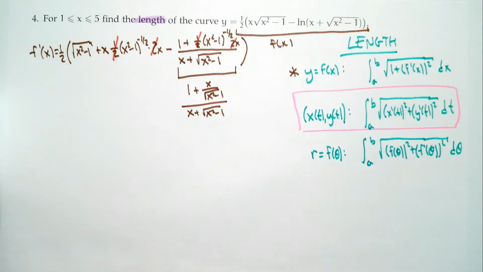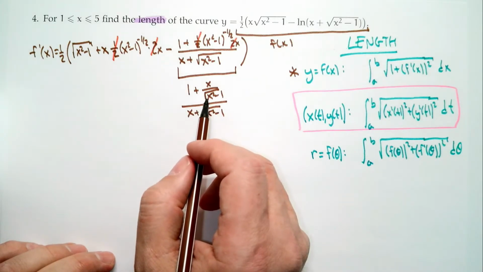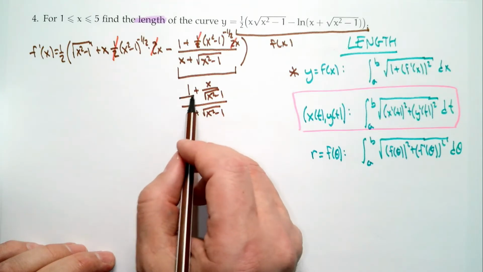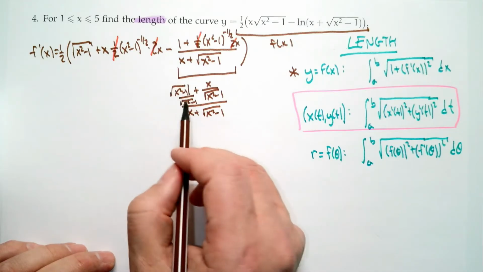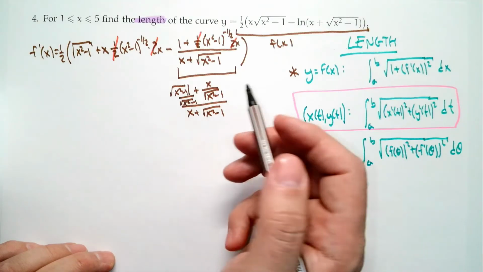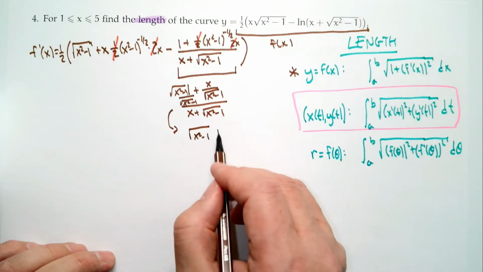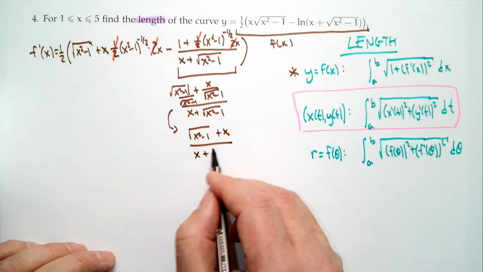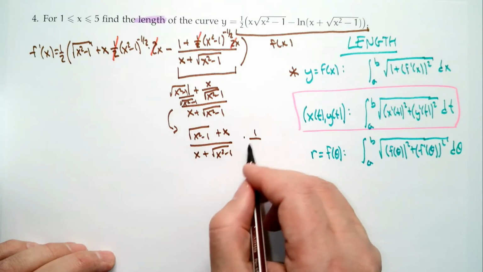Conjugate? Whoa, oh, that's a bold choice. Maybe, before we get to conjugate, let's get rid of the fraction within a fraction. How can I do that? Okay, I can get a common denominator. All right, so for instance, here, I can write a square root of x squared minus 1 over square root of x squared minus 1, right? Square root of x squared minus 1 over square root of x squared minus 1 is 1. And if we do that, we have the square root of x squared minus 1 plus x. That's this part right here. We have the x plus the square root of x squared minus 1. That's that part right there. And then this is a 1 over square root of x squared minus 1.